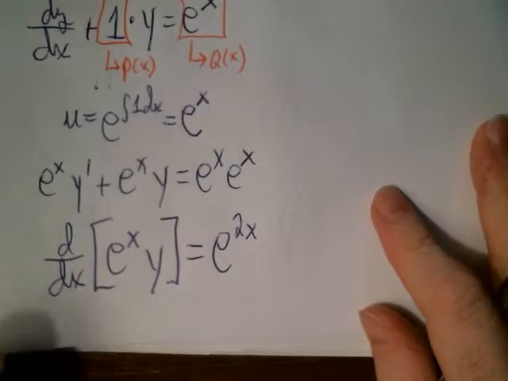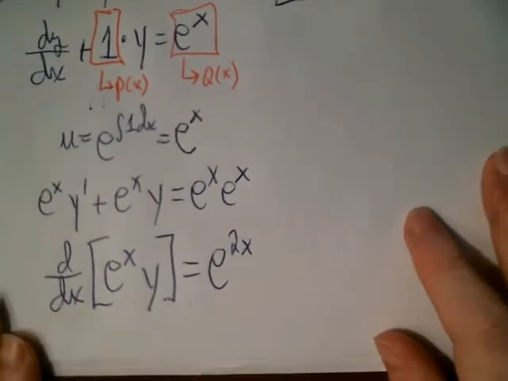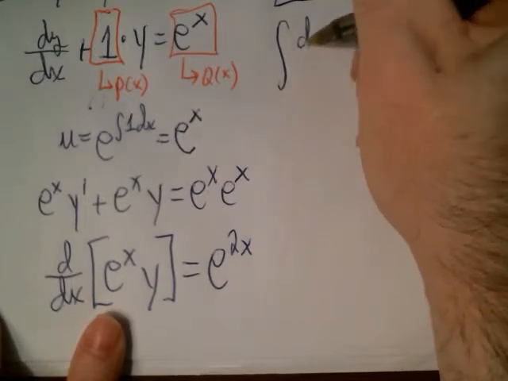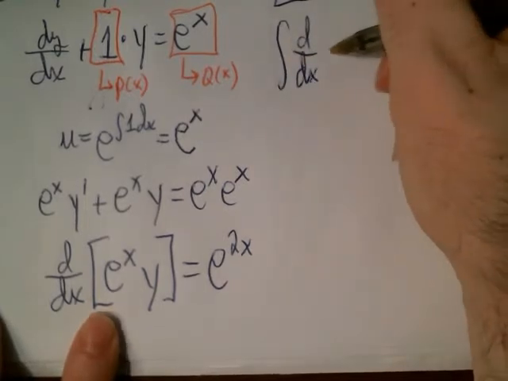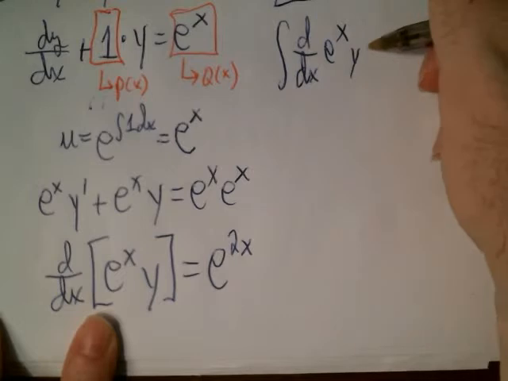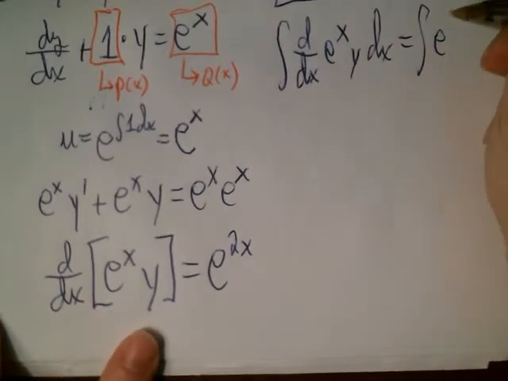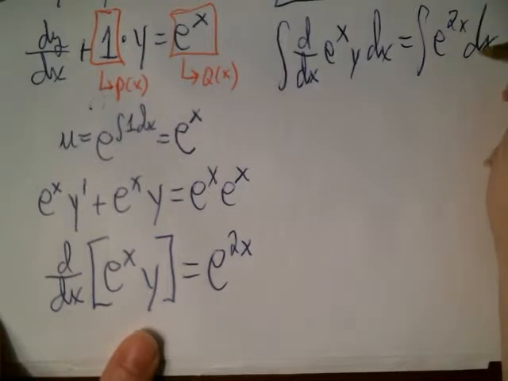And then we just integrate both sides with respect to x. On the left-hand side, the integral and the derivative are kind of like inverses of each other. They'll cancel each other out. On the right-hand side, we have just the integral of e to the 2x dx, which we can do.